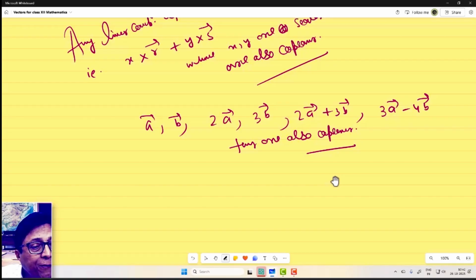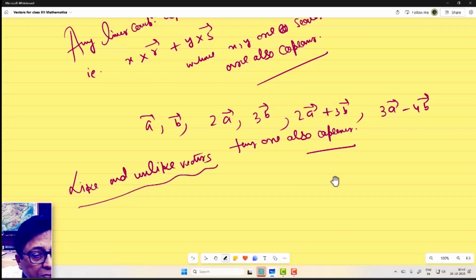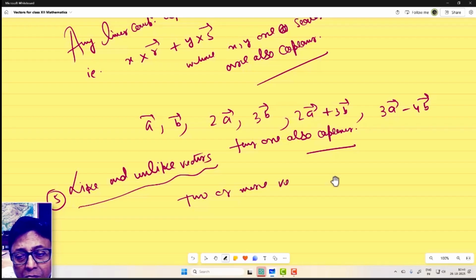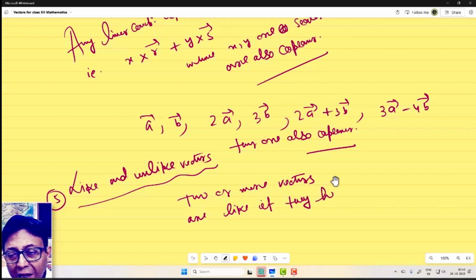Now we can define like and unlike vectors. What are those? Two or more vectors are alike if they have the same direction.